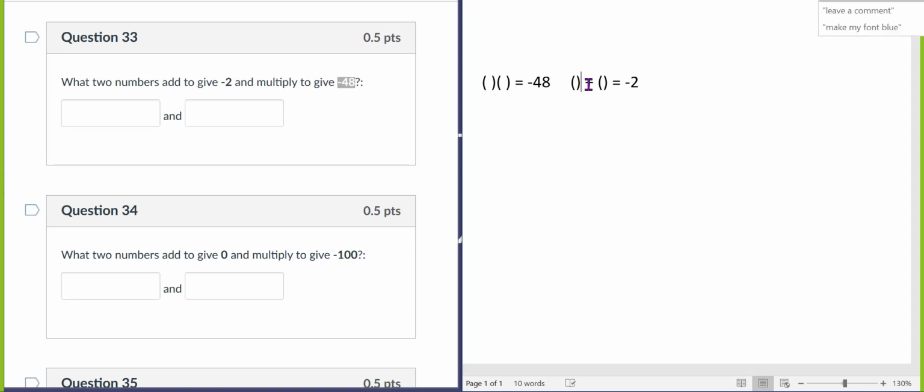Now, you can just kind of look at it and guess, and that's fine. I guess a strategy or a procedure would be to look at, okay, they've got to multiply to -48. So what would be pairs of factors of 48, right? And you can go through methodically: 1 times 48, 2 times 24, 3 times what? 16, and so on. 4 times what?